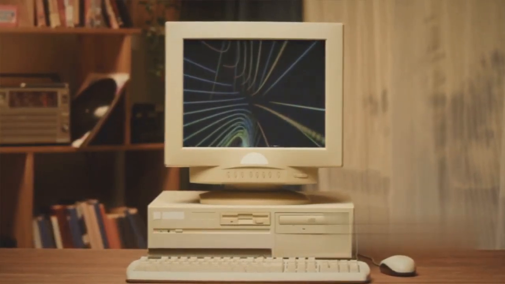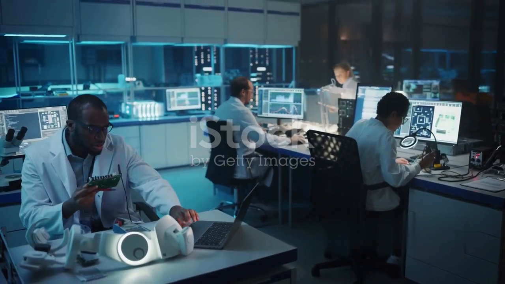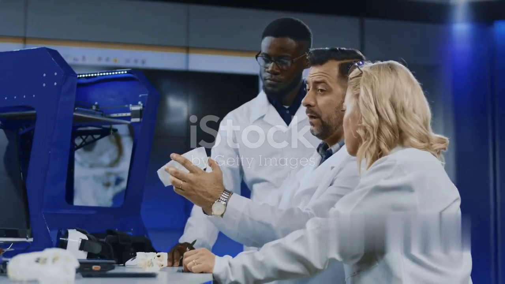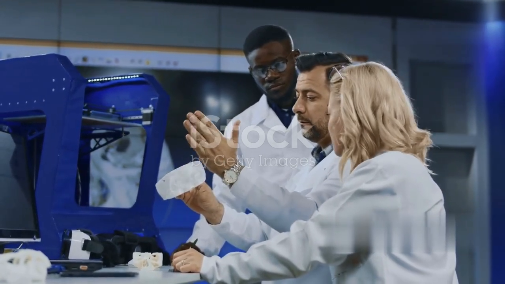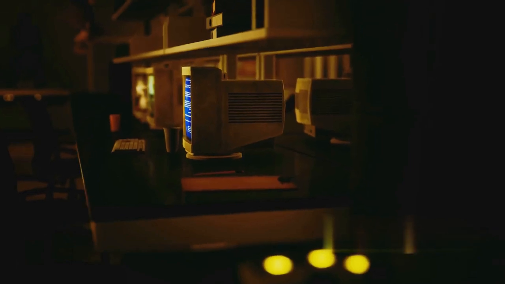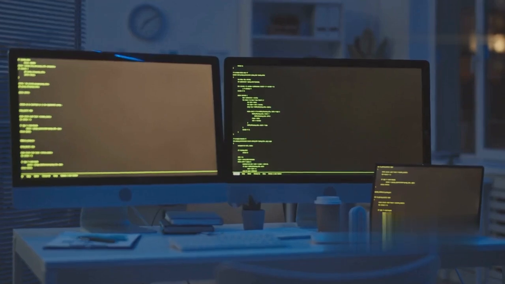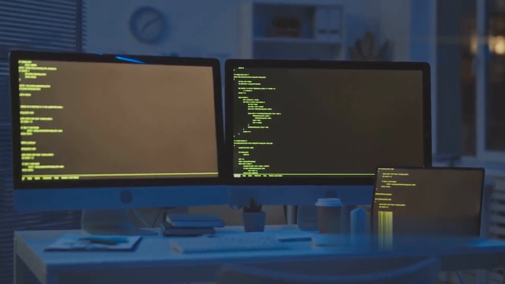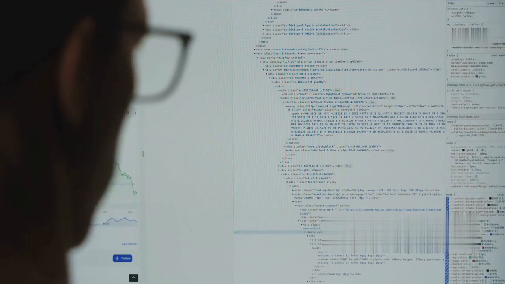The year was 1989. I was working at CERN, a bustling hub of scientific research. We faced a challenge, sharing information effectively among researchers scattered across the globe. The internet, still in its infancy, offered a solution, yet something was missing. A way to structure and link information seamlessly. This led me to develop HTML, the hypertext markup language.